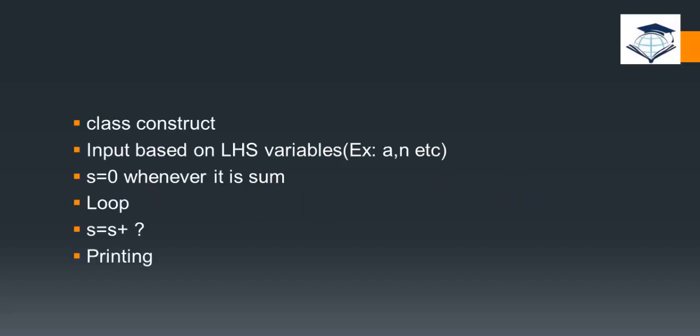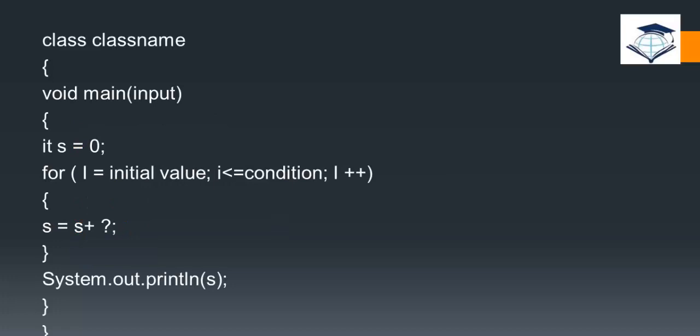The sum of series program has a basic logic construct. Input is based on the left-hand side variables you have. Then you have s is equal to 0. Whenever it is a sum, s is equal to 0 is initialized, then there is a looping variable, and s is equal to s plus what you have to decide, and finally you print. This is the structure of the sum of series, and it will be the main structure whatever you take.